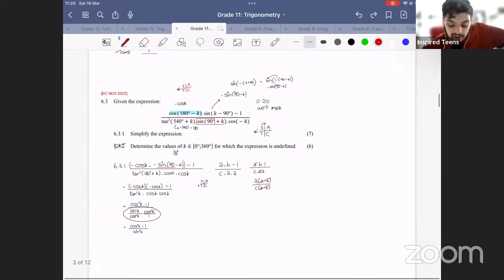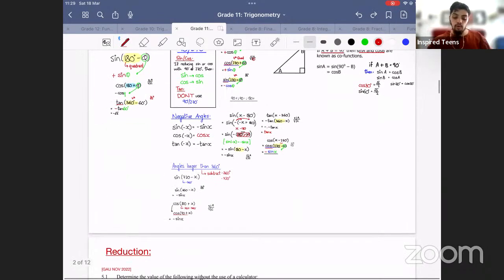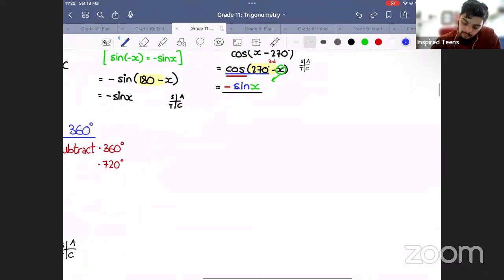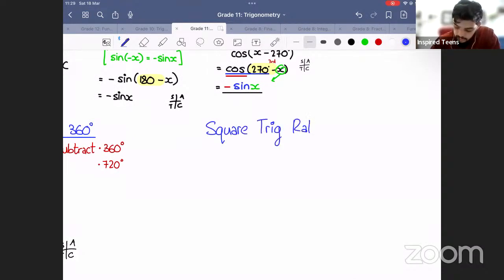Sorry, I didn't realize that these have identities. But before we move on, let's talk about squared trig ratios. So when we talk about trig ratios, we talk about sine, cos, and tan.